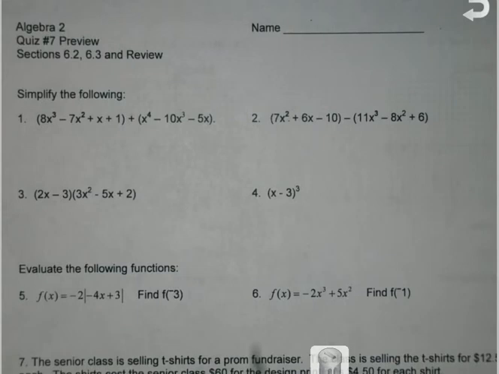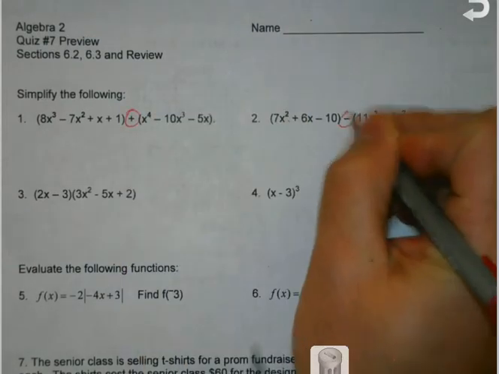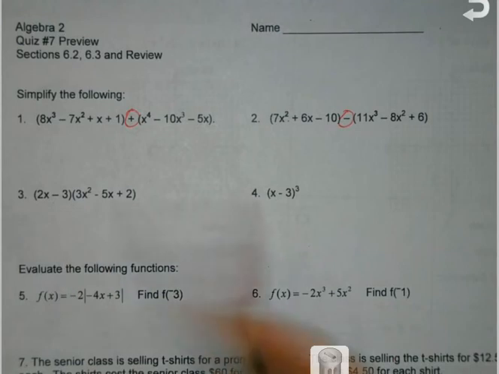Up here in the top part, our big enemy is going to be making sure we're doing the right operation. What I mean is these first two problems have a plus and a minus in the middle. We are not multiplying like we are in these two, just to give you a heads up. So again, the plus basically means nothing's being changed in number 1. So I'm just looking for like terms, but I want to write them in standard form.